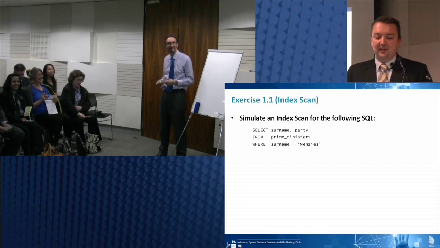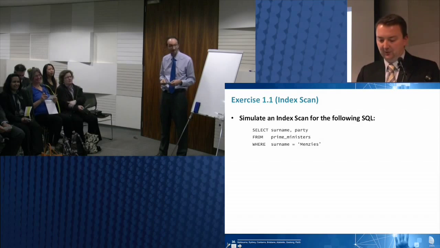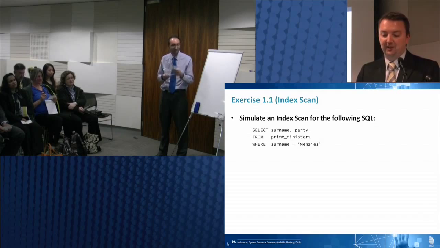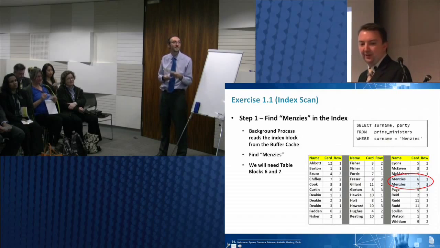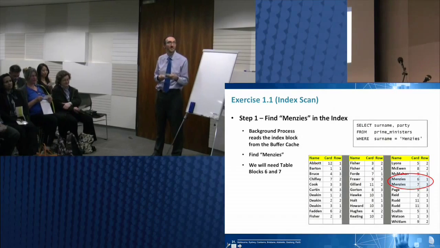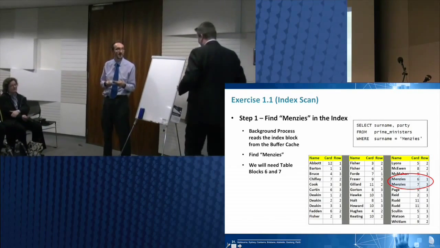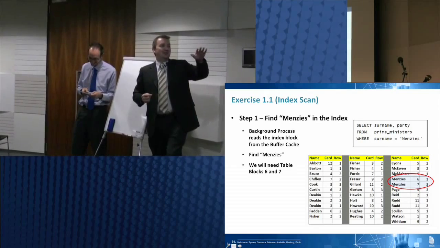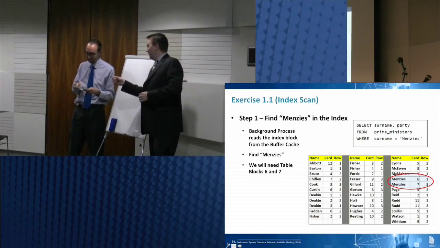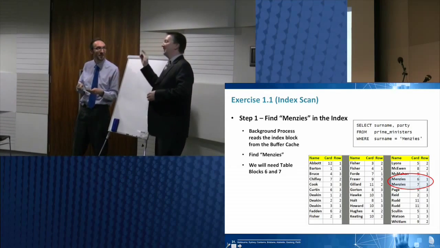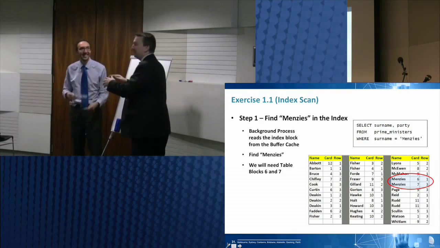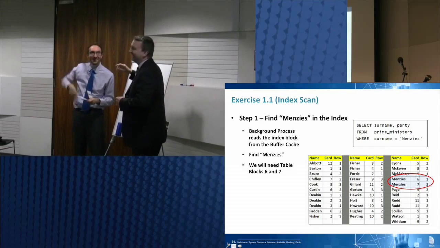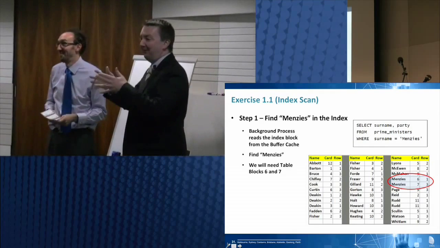Okay, so we're going to simulate an index scan for the following SQL. Select surname, comma party from Prime Ministers where surname equals Menzies. Righto. So, what we want to do is come over here to near my buffer cache. We're going to find Menzies in the index. So, buffer cache, could you... Bang, look how quick I am. No, look. Buffer cache. Does everyone know what the buffer cache is?